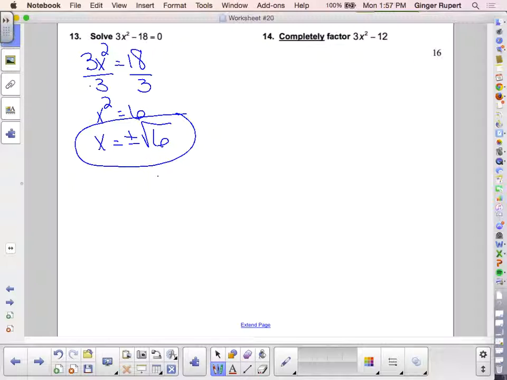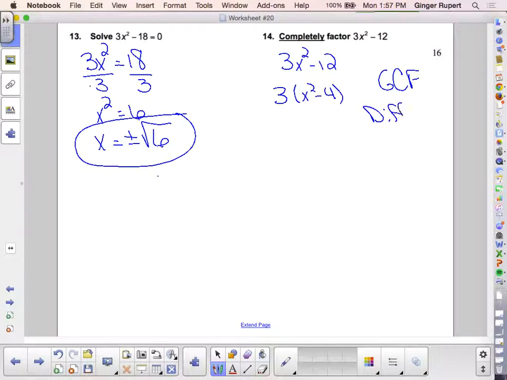Number 14 asks you to factor this, 3x squared minus 12, completely. So you have 3x squared minus 12. The first thing you want to look for is a greatest common factor. Factor out the 3. You're left with x squared minus 4. Then you should see the difference of squares and factor that. So 3 times (x plus 2)(x minus 2).